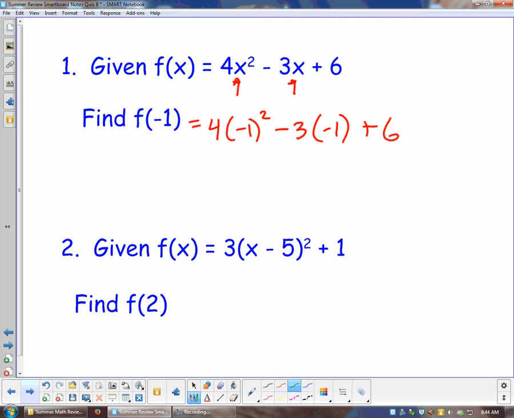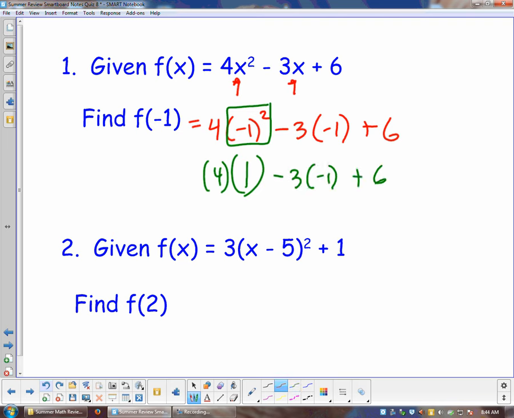Well, order of operations says we have to handle the exponent before we handle the multiplication. So in this case, we are going to do the -1 quantity squared. If you do that on your calculator, put the -1 in parentheses before you square it, and you'll get a +1. So we have 4 times 1 minus 3 times a -1 plus 6.